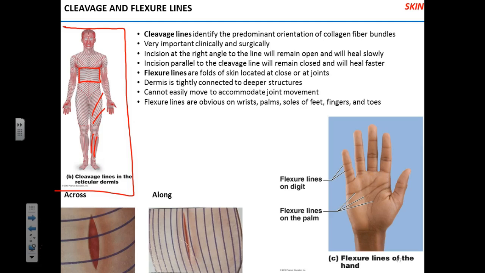Why is it so important? When you do surgery, when you make a cut, you want to cut along the cleavage lines, not across. Because if you cut across the cleavage lines, then collagen fibers will exert pulling forces at the edges of the cut, and they will significantly slow down the healing of the cut. On the opposite note, if you cut along the cleavage lines, then the edges will close pretty nicely and the cut will heal much faster.